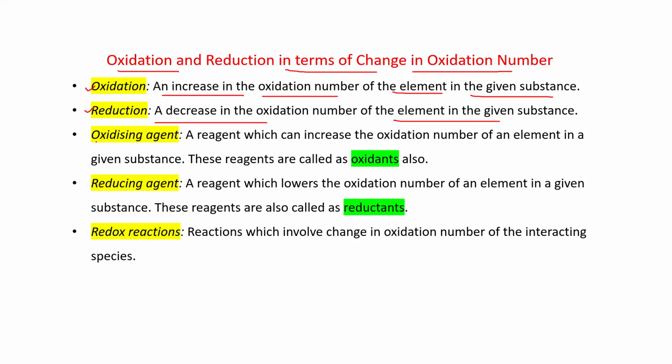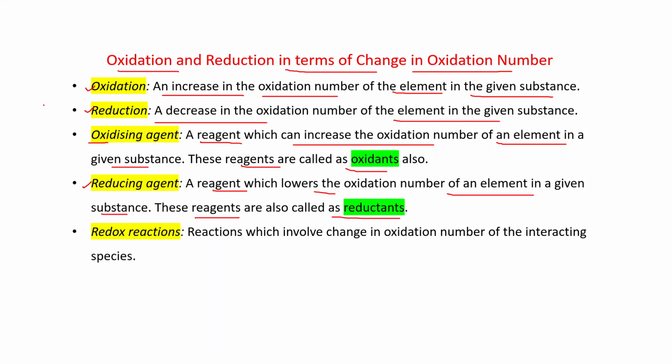Then how can we define the oxidizing agent and reducing agent in terms of change in oxidation number? First, the oxidizing agent: a reagent which can increase the oxidation number of an element in a given substance. It increases the oxidation number of the other element and its own oxidation number decreases. This is the oxidizing agent, and these reagents are also called oxidants. Reducing agent: a reagent which lowers the oxidation number of an element in a given substance. It lowers the oxidation number of other elements and its own oxidation number increases because it undergoes oxidation. This is the reducing agent, and these reagents are also called reductants.